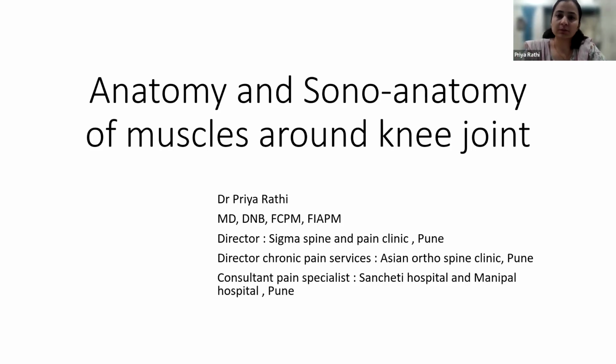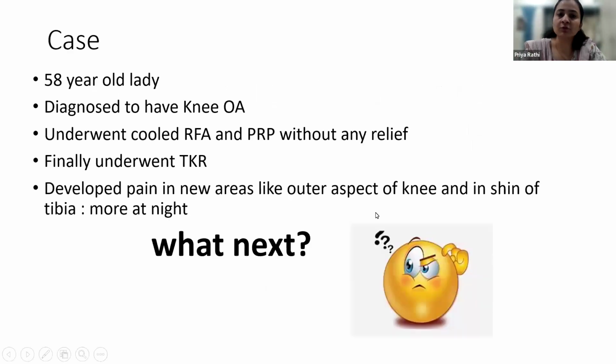So, just to understand my topic, I would like to start with one case wherein we can understand the significance of knowing muscle anatomy and sonoanatomy. I'm discussing one case of a 58-year-old lady who was diagnosed to have knee osteoarthritis, and she underwent cooled radiofrequency ablation and PRP without any relief. Finally, she underwent total knee replacement. Post-surgically, she developed pain in new areas like the outer aspect of the knee and in the shin of the tibia, which is more at night. Now what next?